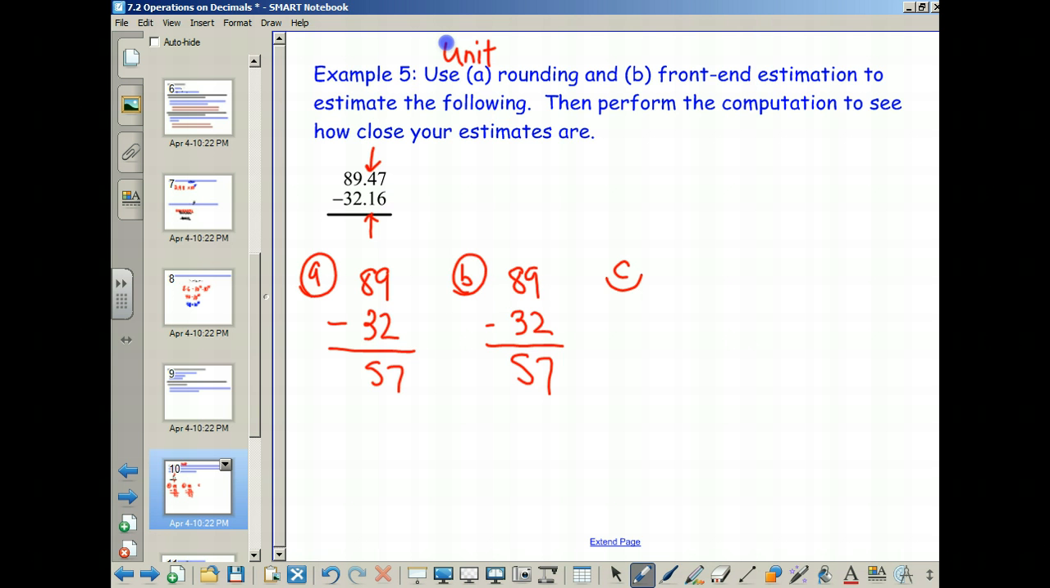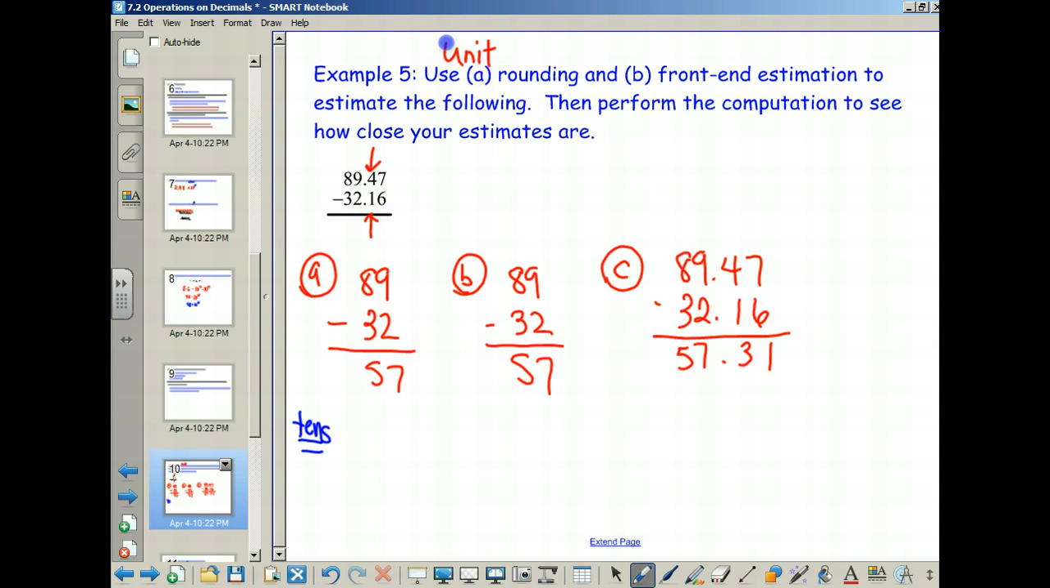And then part C is to actually do the subtraction. So 89.47 minus 32.16, which is actually really friendly because you don't have to borrow, right? 7 minus 6 is 1, 4 minus 1 is 3, and then I have the same 57 I had before. So obviously it says to see how close your estimates are. My estimate's really close. I think I could live if somebody did not give me back 31 cents that they were supposed to, right? You'd be okay. Okay. Let me show you what happens if you run the nearest tens.